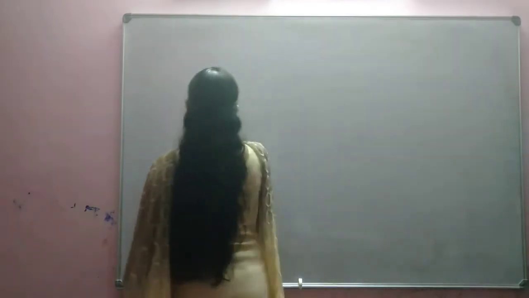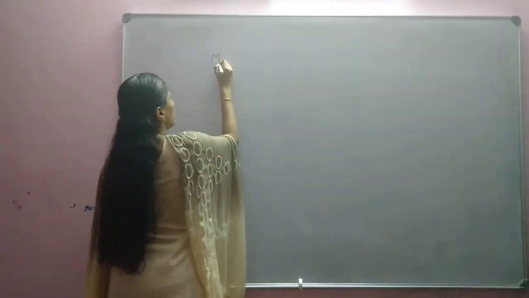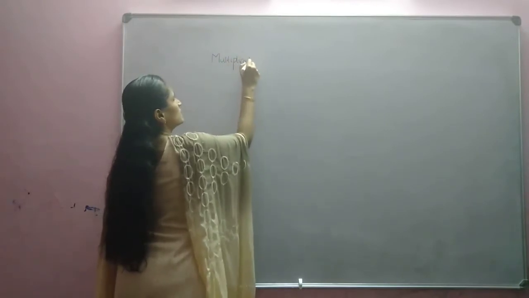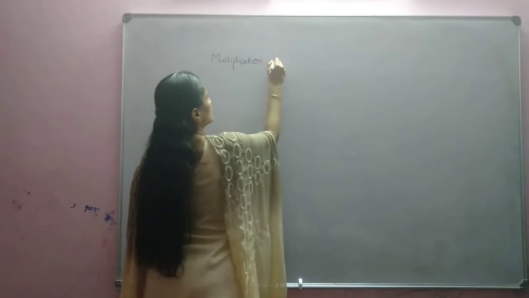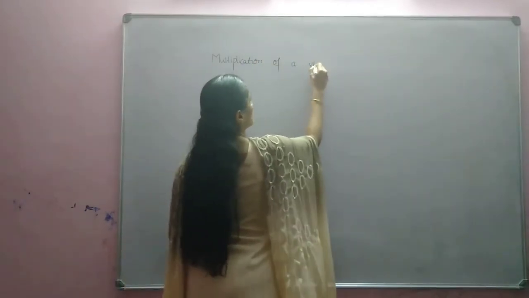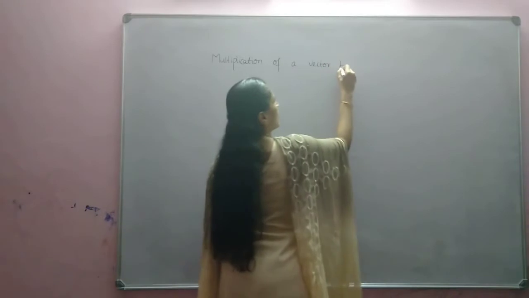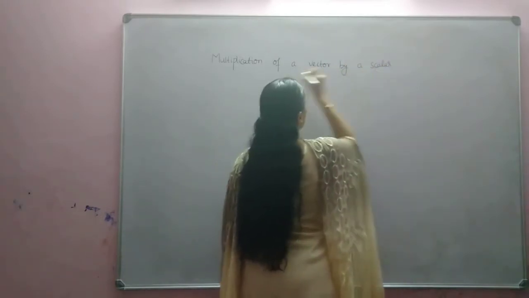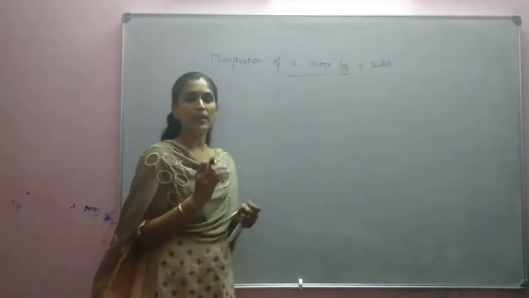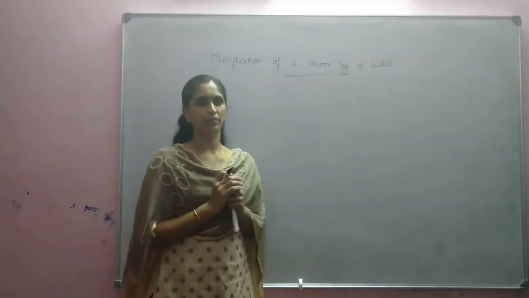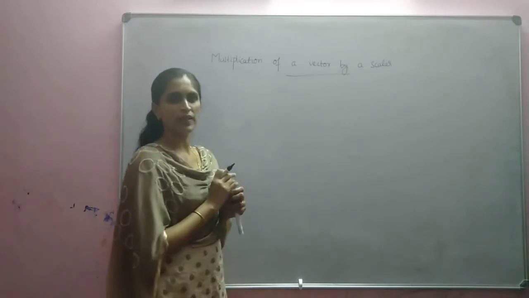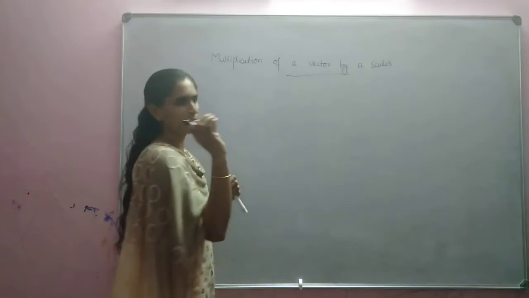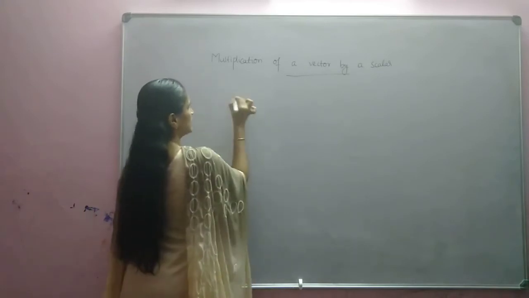Multiplication of a vector by a scalar. If we are multiplying a vector by a scalar, what will happen? For example, a scalar is just a number, a numerical value only. For example, a vector is there.